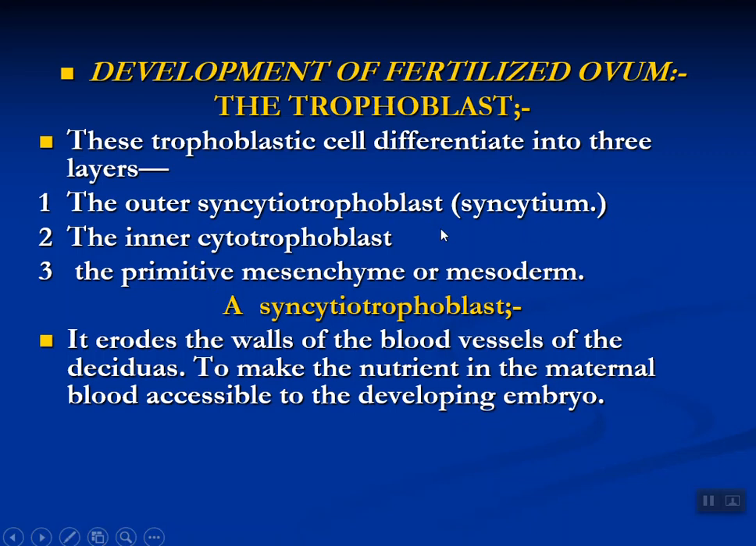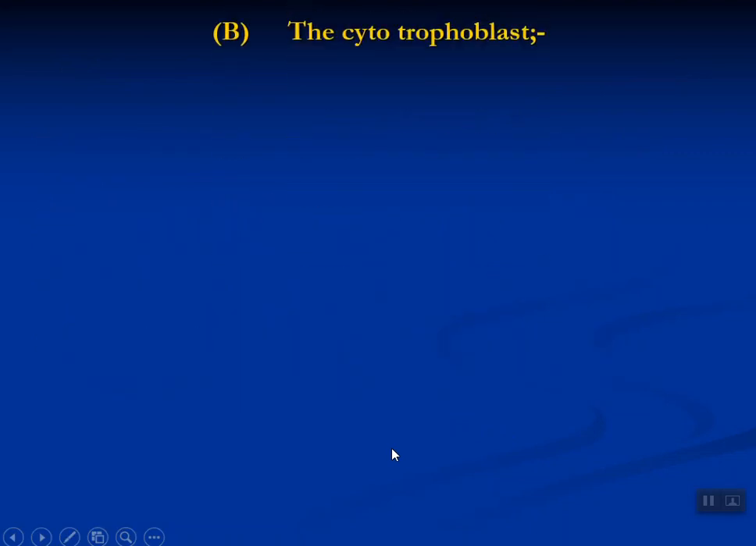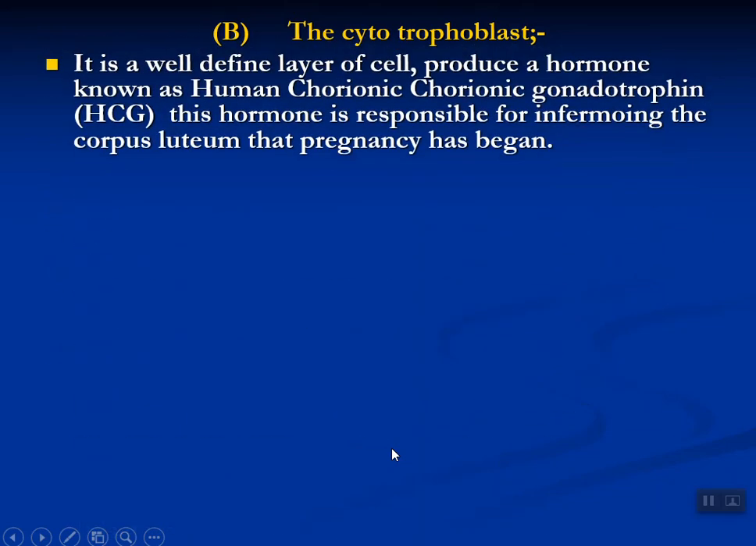First, syncytial trophoblast. It erodes the walls of the blood vessels of the decidua to make the nutrients in the maternal blood accessible to the developing embryo. So syncytial trophoblast will help for the nourishment and blood supply. Second, that is inner cytotrophoblastic cells. They produce the hormone HCG, human chorionic gonadotropin, and it is responsible for informing the corpus luteum that pregnancy has begun.